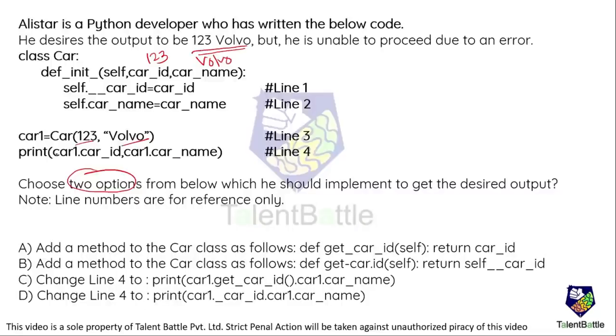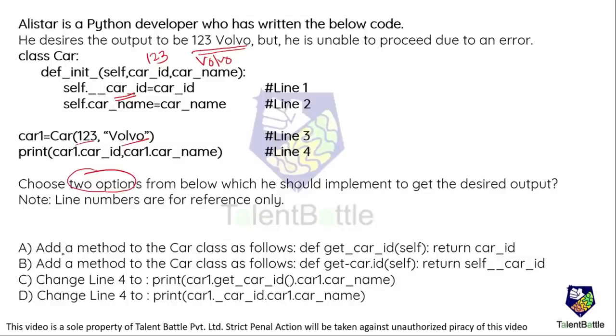Okay, now if you see here, the double underscore is given, it means that car ID is a private member of the class, and for such cases we have to go with the getter and setter functions that need to be implemented for accepting the value and setting or modifying the value.